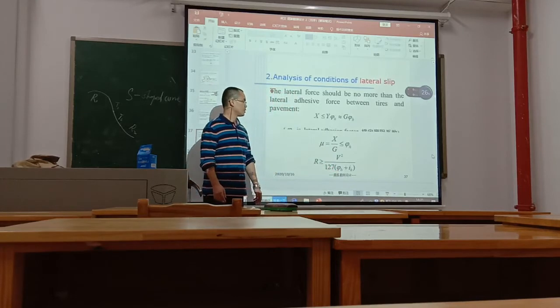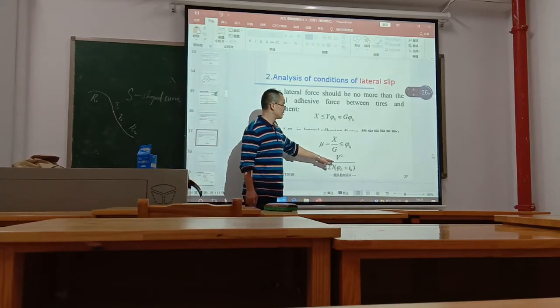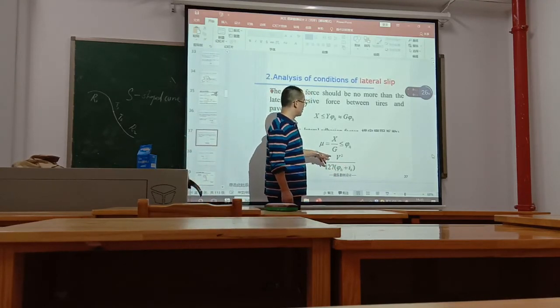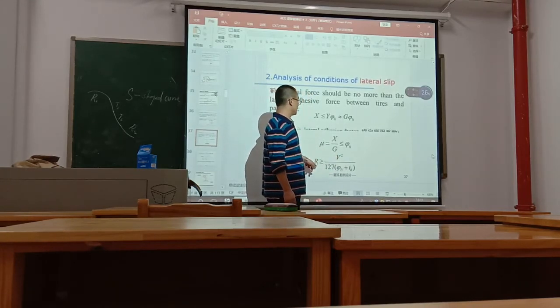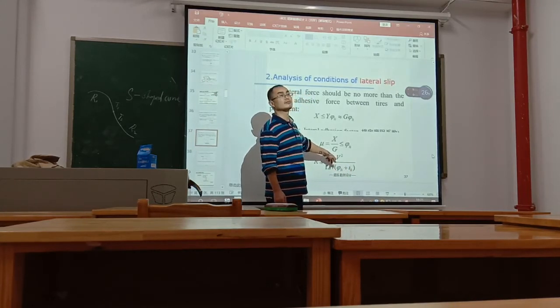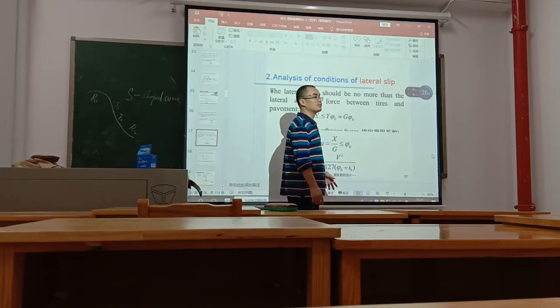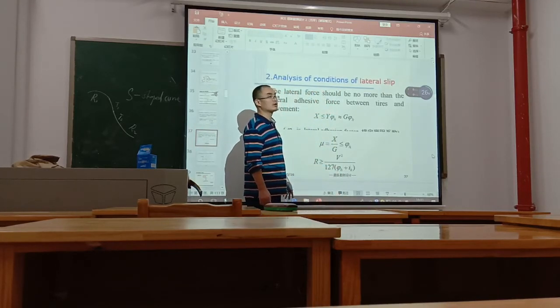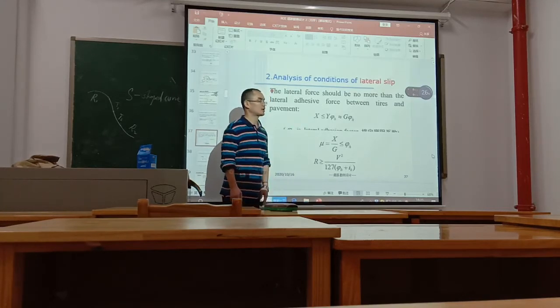Cosine H is low. If R is long and V is long, we can get IH. If IH is long and V is low, we can get R. If R is long and IH is long, we can get V. So, this expression is very important to calculate the circular curve index.